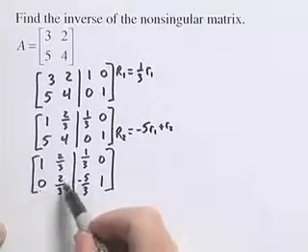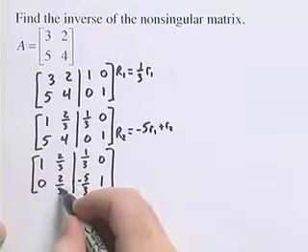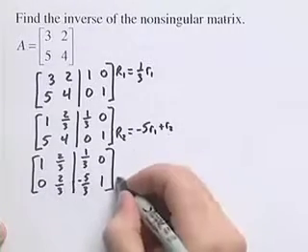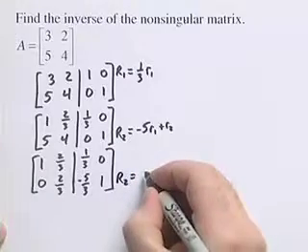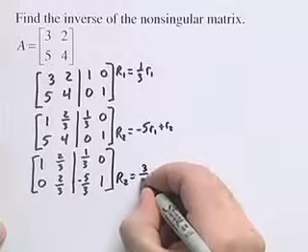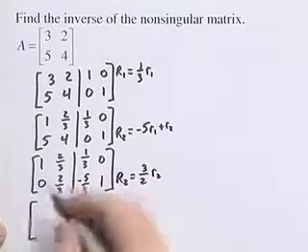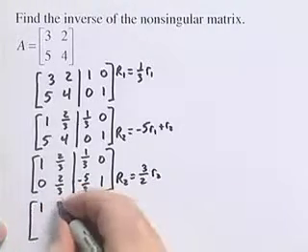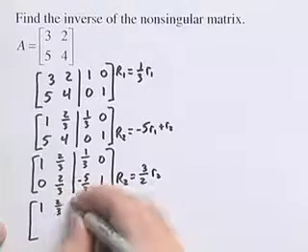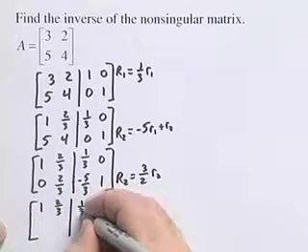Now we'd like to get a 1 in our second row, second column. So we're going to say our new row 2 is equal to 3/2 times the current row 2. We're not changing our first row, so we rewrite that. 1, 2/3, 1/3, 0.